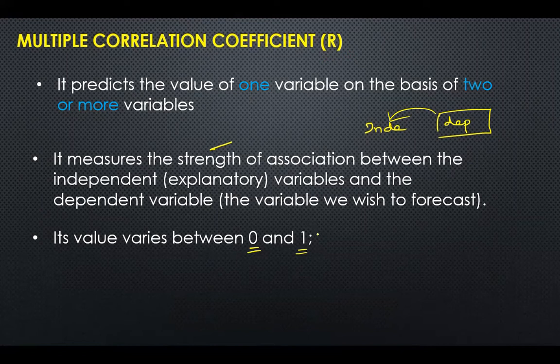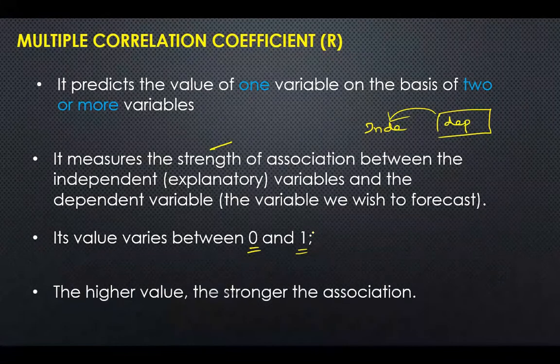So this is called multiple correlation. The higher the value, the stronger the association. When we have a higher value, we have a stronger association. This is the point you have to remember. Now we'll do one example of how this multiple correlation is calculated.